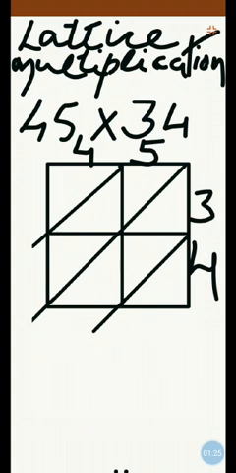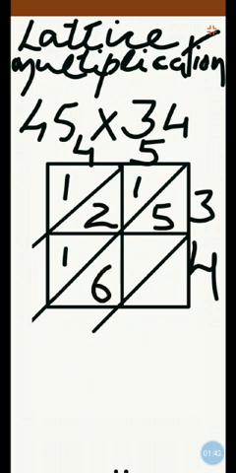5 3s are 15. Write the answer in the box below 5. 4 3s are 12. Write the answer in the box given below. 4 4s are 16. Write the answer in the box below 4 and beside the horizontal 4. 5 4s are 20. Write the answer in the box below 5 and beside 4.